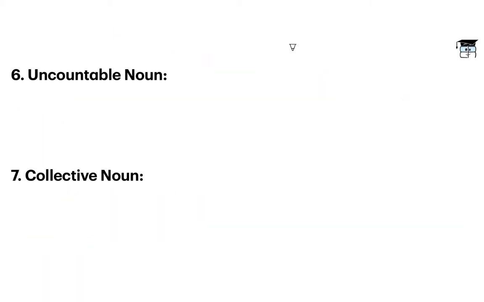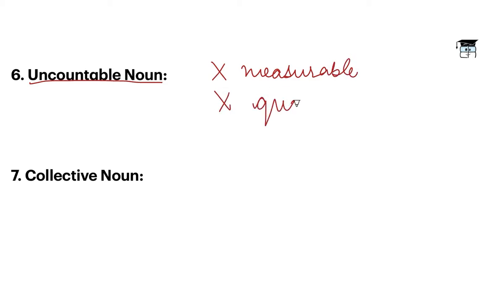Right? Okay. Again, there is a contrasting category to these kind of nouns, which is uncountable nouns. Right. So these nouns are not measurable, and similarly they are not quantifiable.